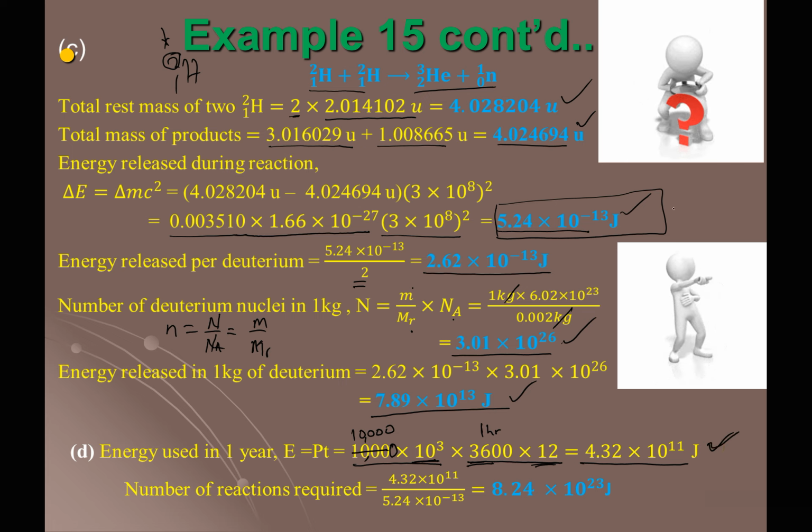But remember, each reaction gave us this amount of energy. So I had to divide to find the number of reactions. Number of reactions required is going to be that. It is not in joules, it is number of reactions, so there is no unit. Okay, so I think that is correct. You can also check and verify. If it's wrong, you can always leave a comment. I don't mind.